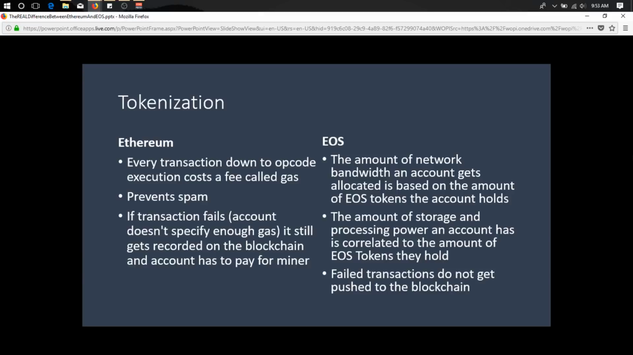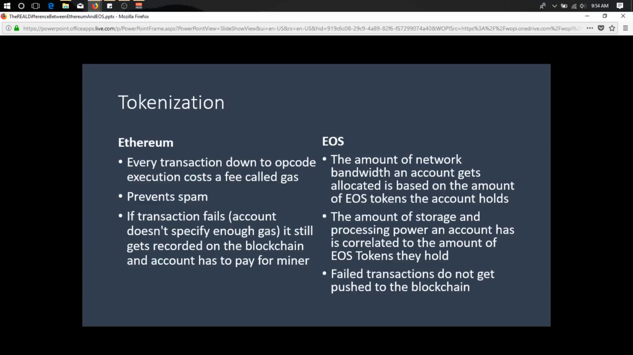Okay, so in Ethereum, every transaction and execution down to the opcode costs a fee called gas. This means that every time you want to interact with the blockchain, you will have to pay Ether. The primary reason for this fee is to prevent spam on the network. Transaction fees are common characteristics of many blockchains.